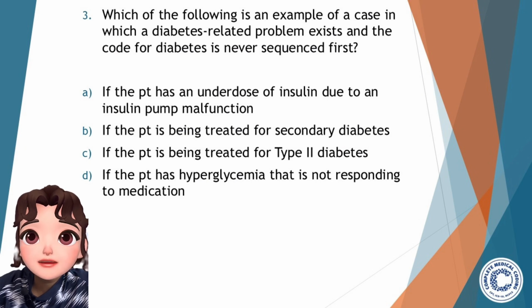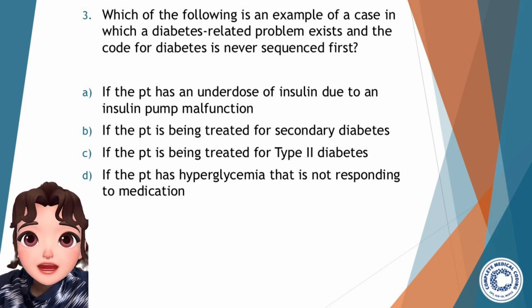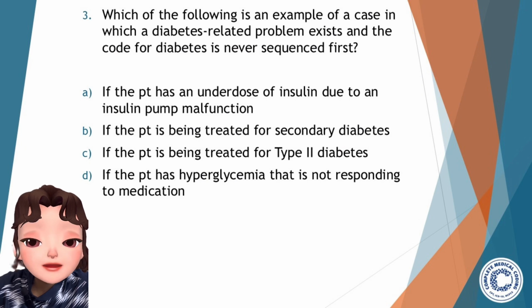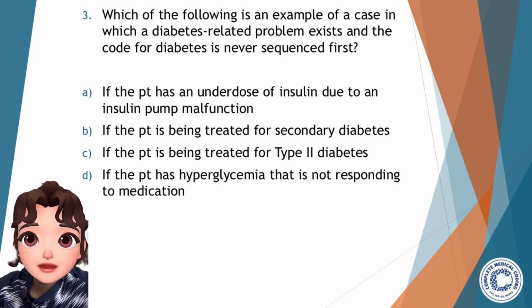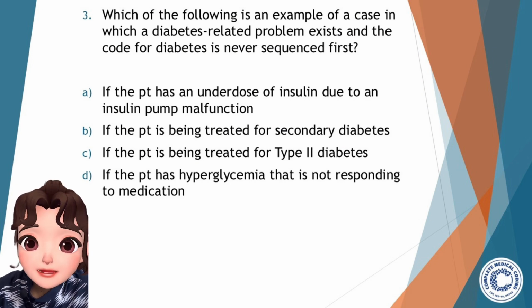The first one, if the patient has an underdose of insulin due to an insulin pump malfunction. Second, if the patient is being treated for secondary diabetes. No. Option C, if the patient is being treated for type 2 diabetes. No, even though it is secondary diabetes or type 2 diabetes, we will code it as primary only. Okay. Option D, if the patient has hyperglycemia that is not responding to medication, in this case also we will be reporting it as primary.